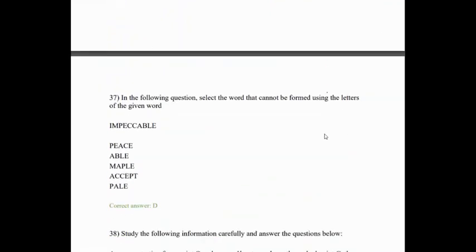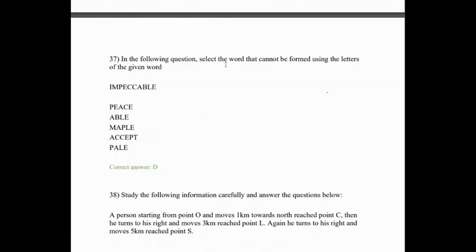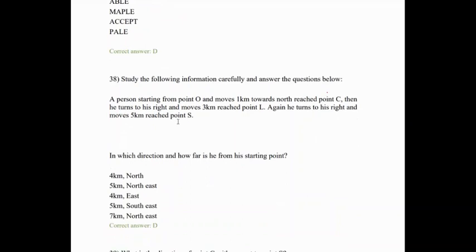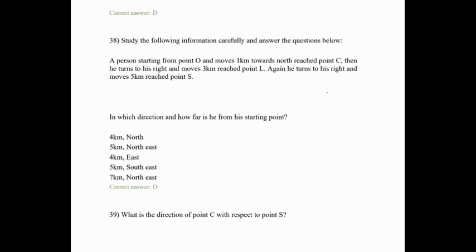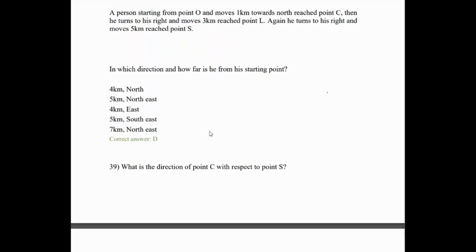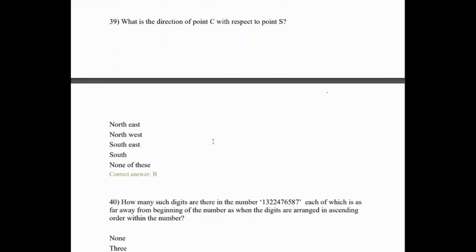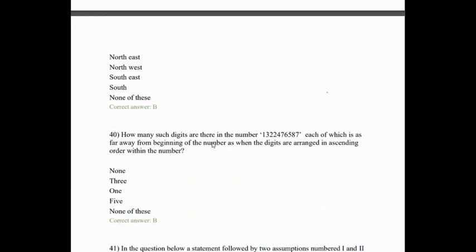That's it. In the following words, select the words that cannot be found by using the words. This is the easiest question. You can solve them. And now direction based questions. According to that, 5 questions are there. This is one of the easiest question types in almost all the examinations. You can solve them.